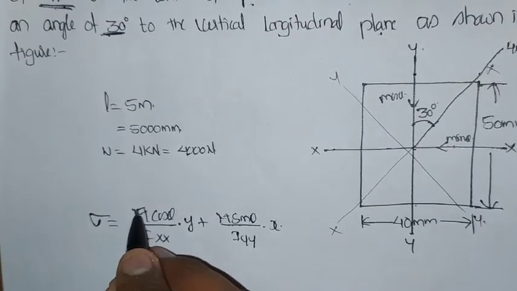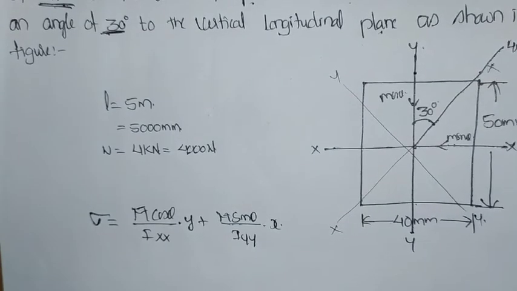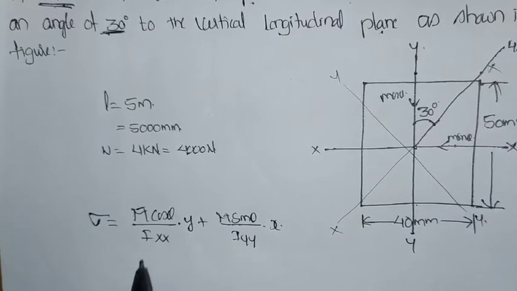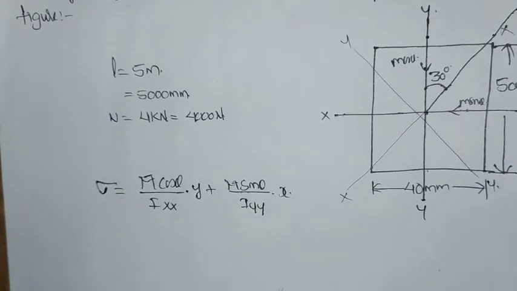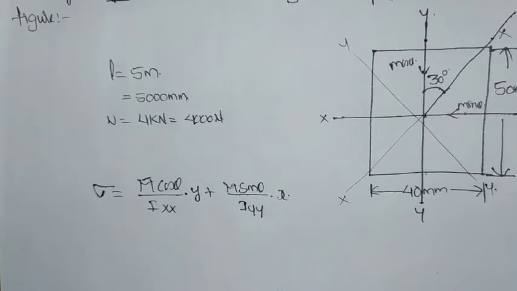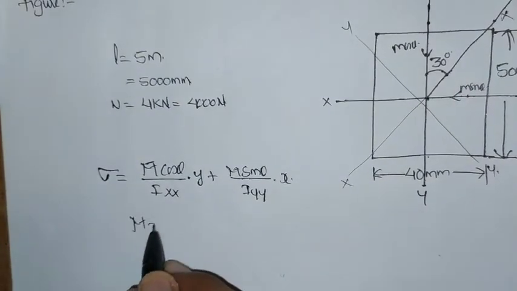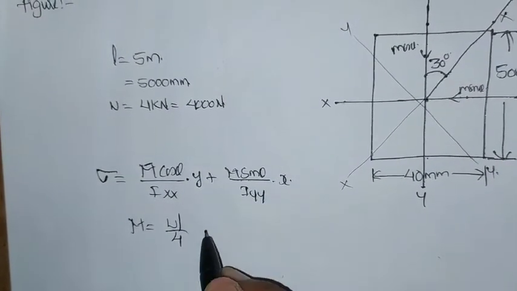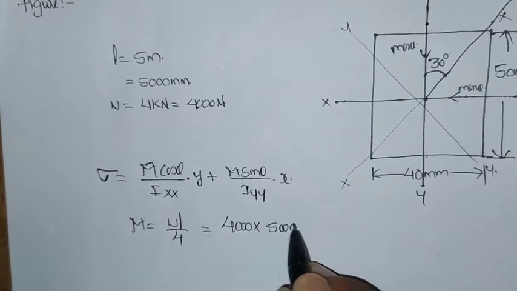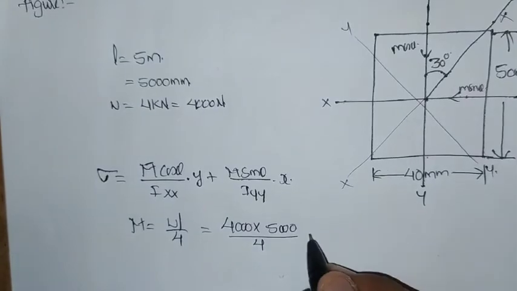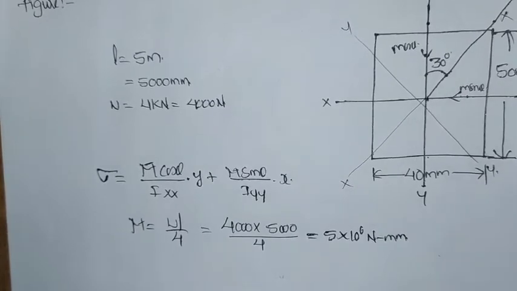Here we don't know the value of M, we don't know Ixx, and x and y also we don't know. So now we will find out these values. First we will find out the moment. Here the section is a simply supported beam, so the maximum bending moment formula is M equal to WL by 4. We know W is 4000 into L value 5000 divided by 4. By calculating this, we get the value as 5 into 10 to the power of 6 Newton mm.